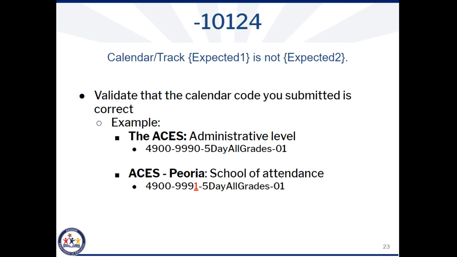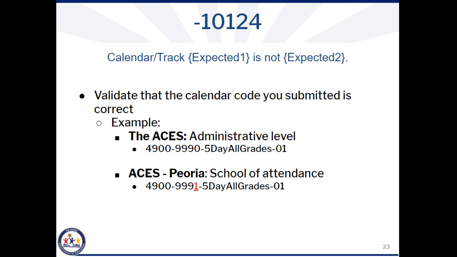This integrity error 10124 is actually a calendar related error. Calendar track expected 1 is not expected 2. That is a dynamic message. In this integrity error, you would see the calendar code in those little brackets rather than expected 1 or expected 2. If you are receiving this message, you'll see a very detailed message to include the calendar code that you have submitted.